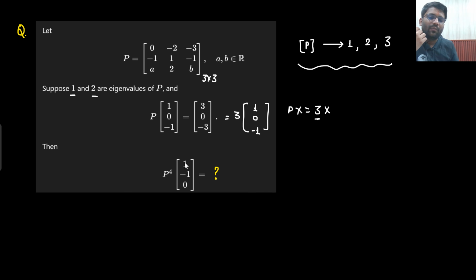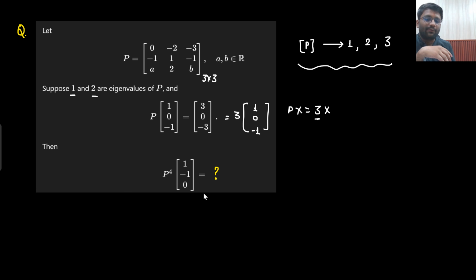What you need to find is P to the power 4 multiplied with 1, -1, 0. What will be the answer you will get? This is what you need to find. What do you know? Eigenvalues you know. The A and B values here we don't know. A, B are unknown. Right? Can we find out the values of A and B somehow? Our target is finding P to the power 4, but will you do the multiplication P into P into P into P? 4 times you would have to do the multiplication. We cannot do it.